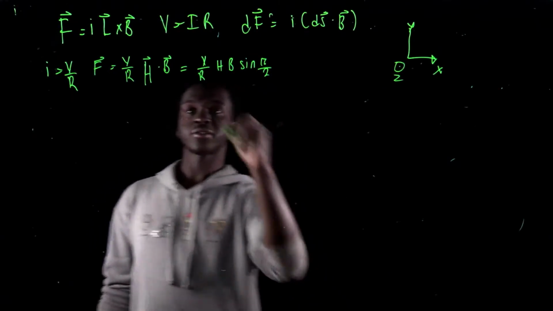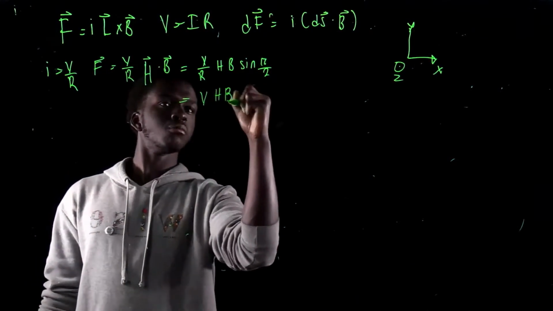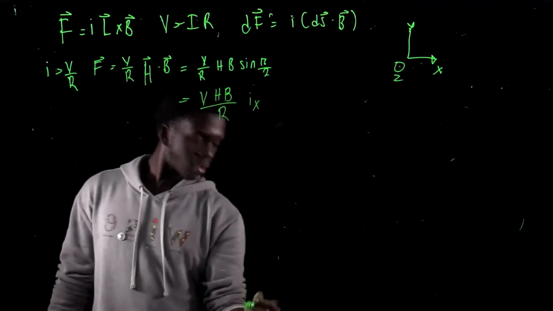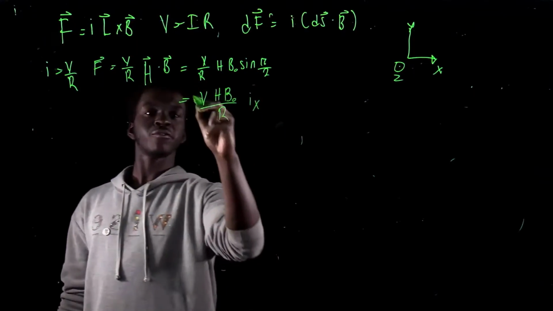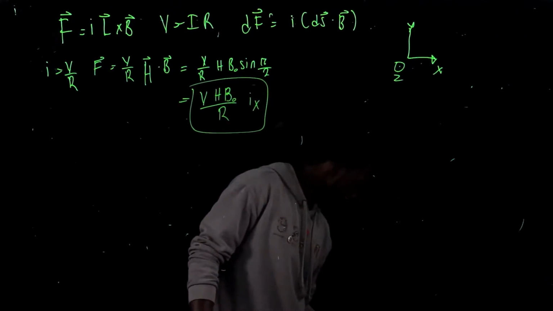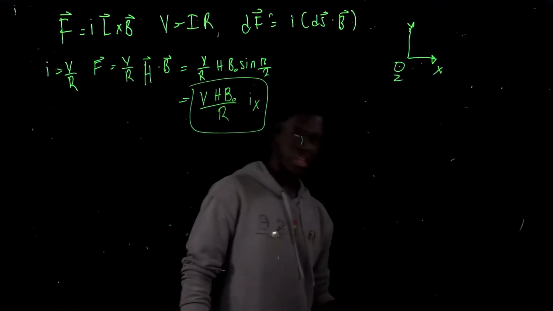So after all that, you're given V H B over R in the IX direction, and your B is just B naught. That's the magnetic field they gave you, and that is the final answer for the first part, where it says what is the magnetic force on it.